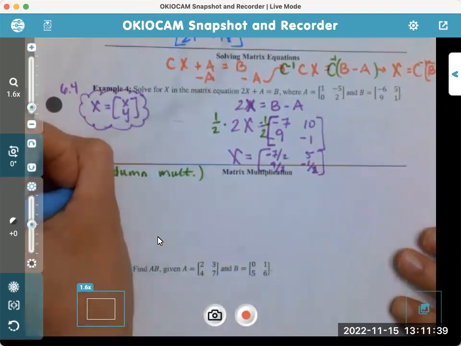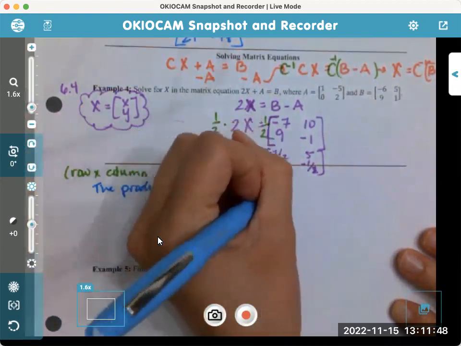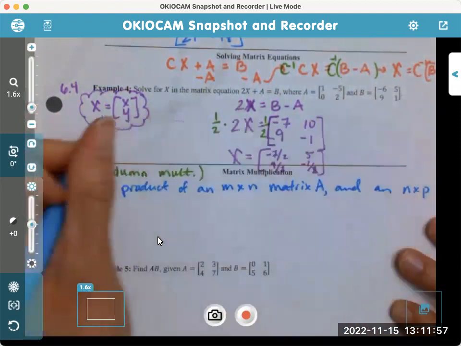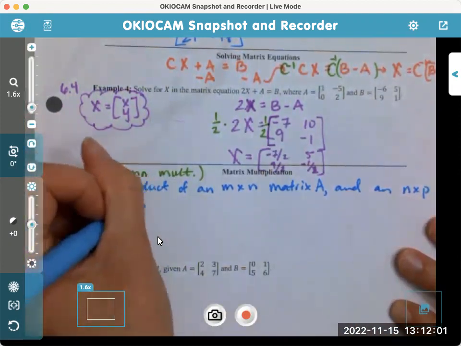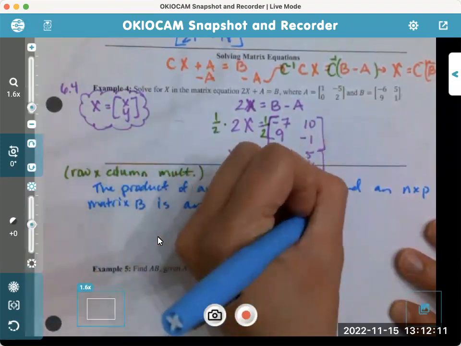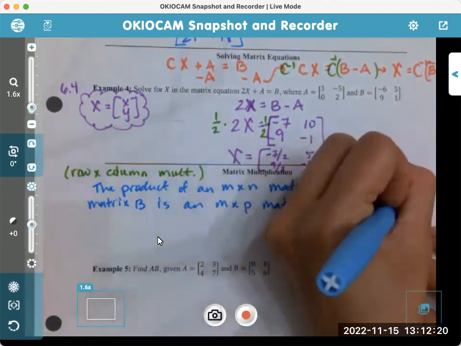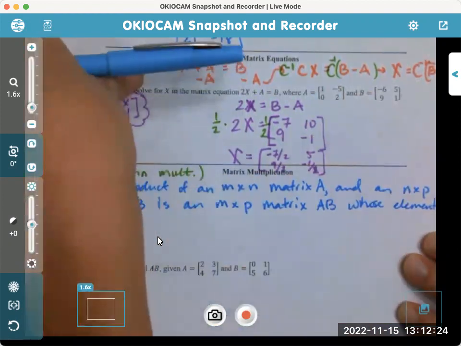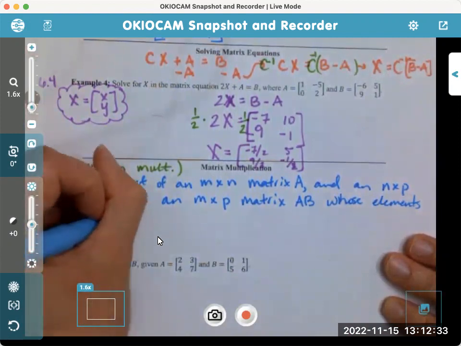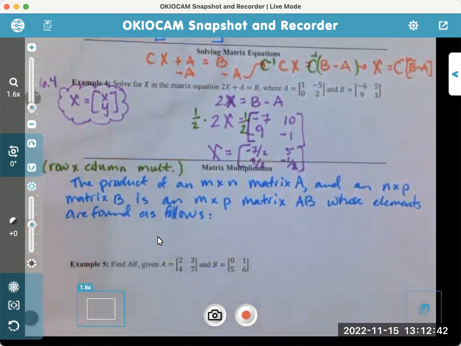So here we go. The product of an m by n matrix A and an n by P matrix B is an m by P matrix AB, whose elements are found as follows. All right, here's where things get squirrely, so get ready. I'll even change colors for visual effects.